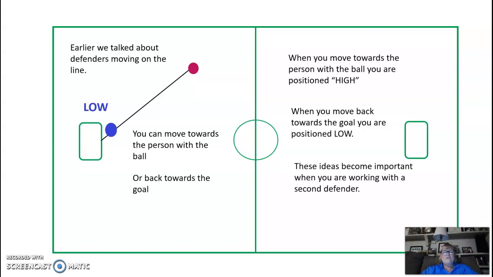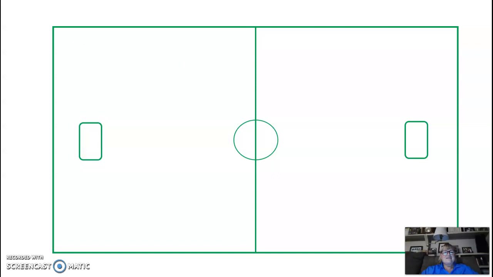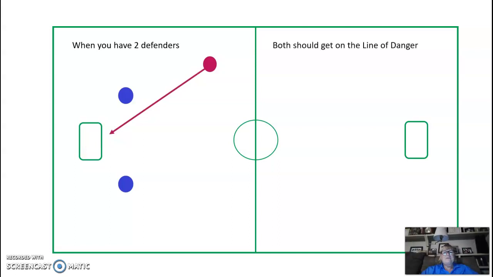These ideas become important when you're working with a second defender. So let's talk about that. When you have two defenders, both should get on the line of danger. One needs to go high, and one needs to move low.